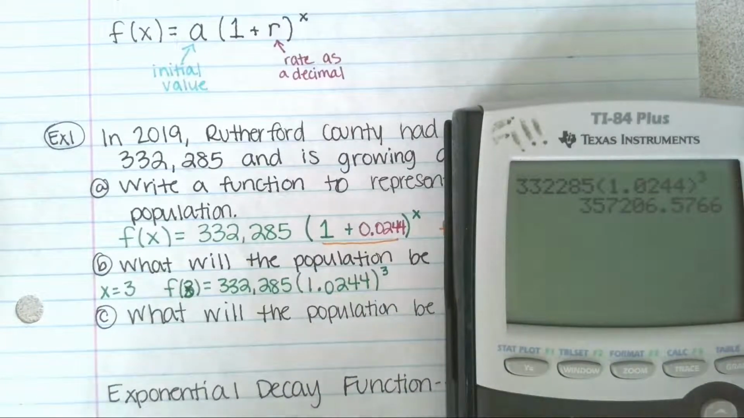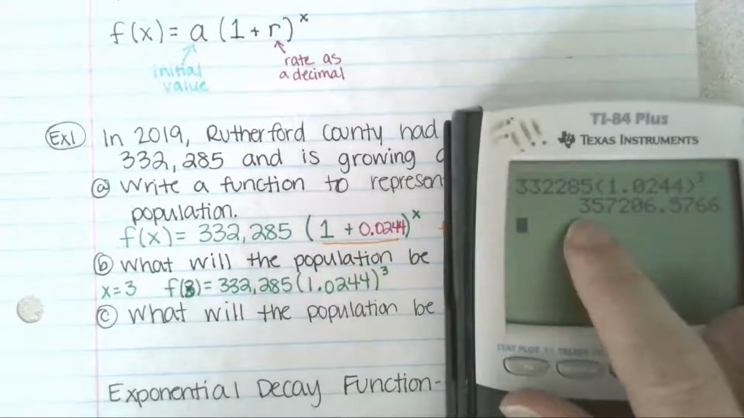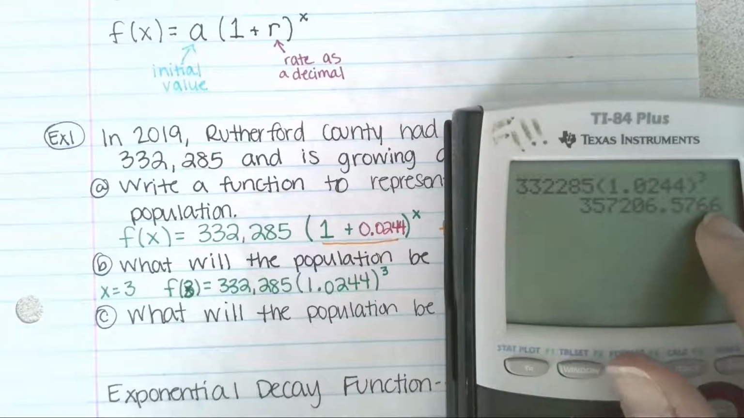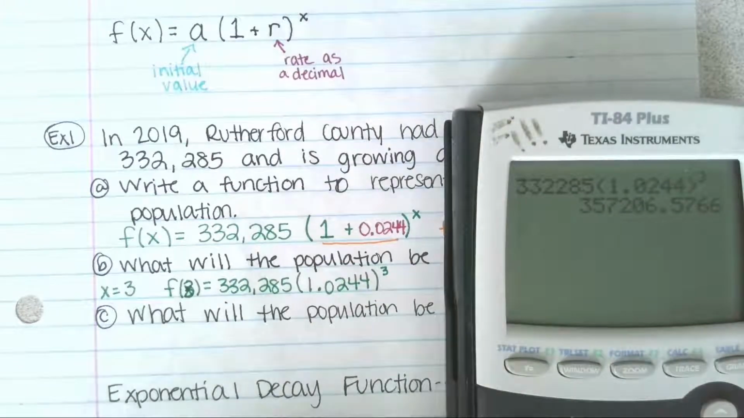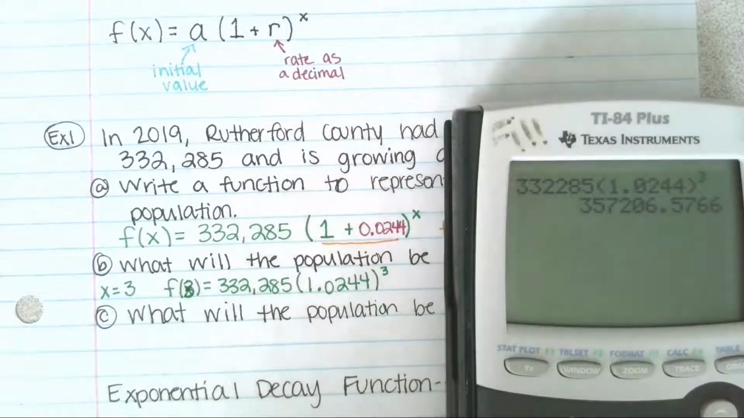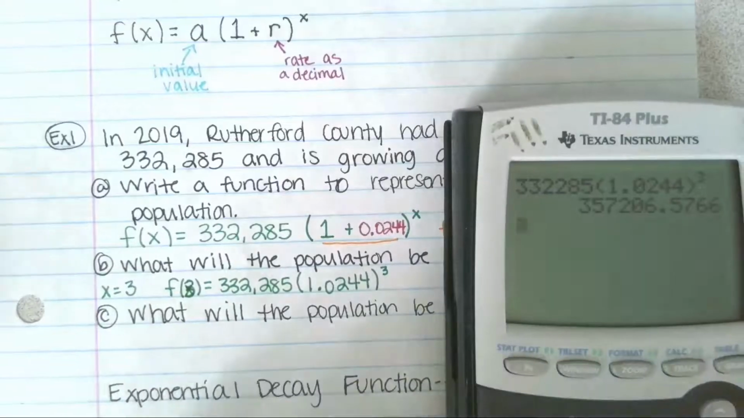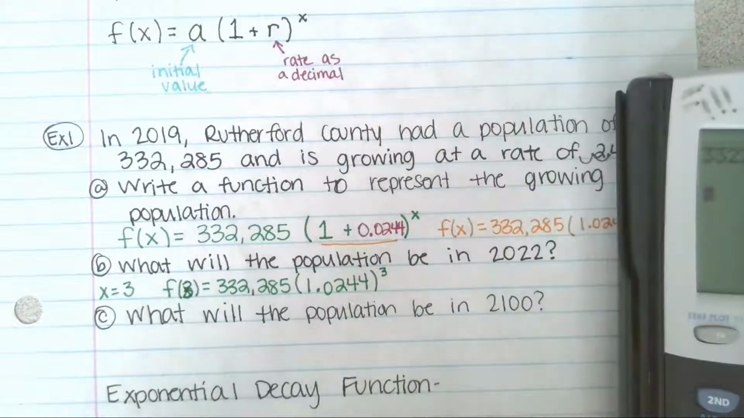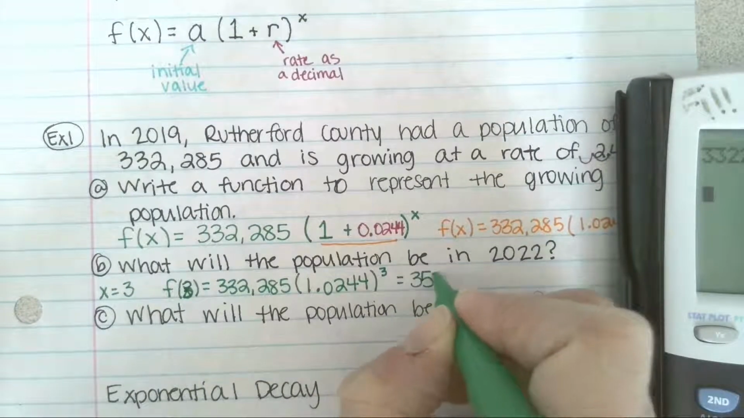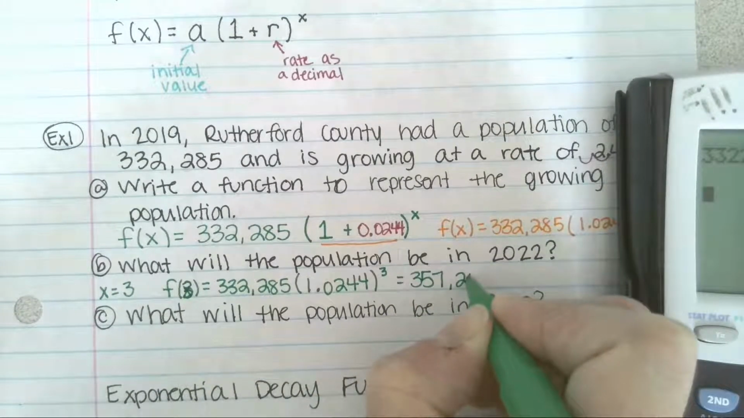Okay, we have 357,206.5766. However, I can't have 0.5766 of a person. That's not appropriate. So in that case, we're going to round this. When I write that out, we're going to have 357,207 people.